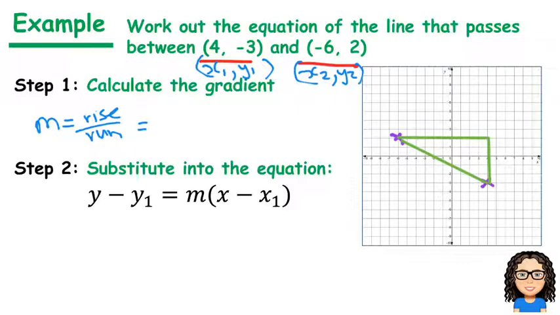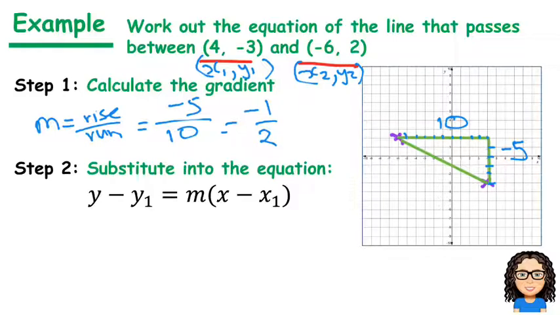So let's look and say, right, to get from one point to the other, I've gone across 1, 2, 3, 4, 5, 6, 7, 8, 9, 10. So I've gone across by 10, and I've gone down. So notice I'm going down 1, 2, 3, 4, down by 5. So that's minus 5. So my rise is minus 5, and my run is 10. And that will simplify to minus 1 over 2.